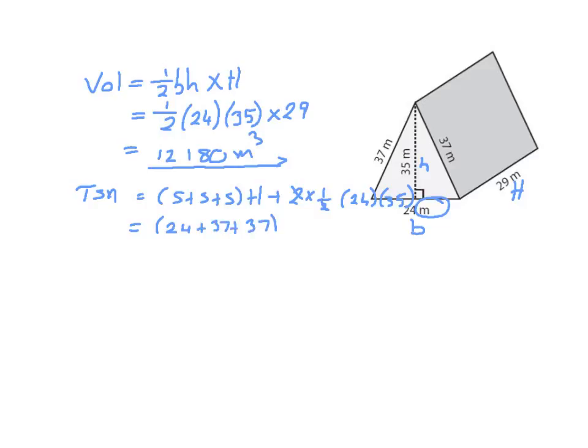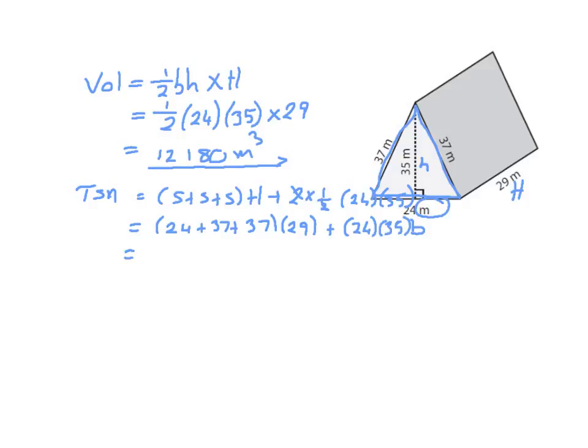See what I did there? Walked around the edge. That plus that plus that. Walk around the edge, you get perimeter of its base. Multiplied by its height of 29. And we're going to add our 24 times 35.